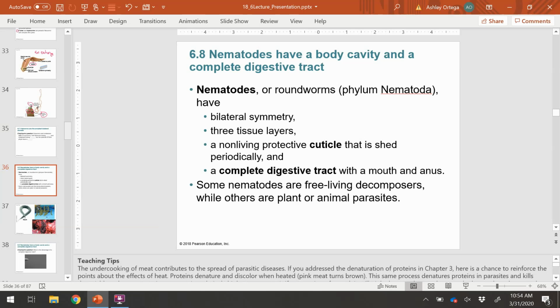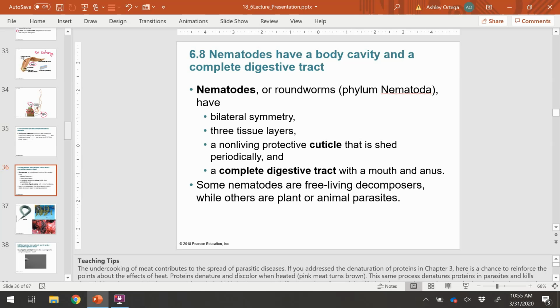So nematodes are also known as roundworms, is a common name. They will have bilateral symmetry, 3 tissue layers, a non-living protective coat called the cuticle, just like in plants, that cuticle waxy covering layer. But for nematodes, this will be shed periodically. And then they also have a complete digestive tract with a mouth and anus. Some nematodes are free-living, and some are parasites.